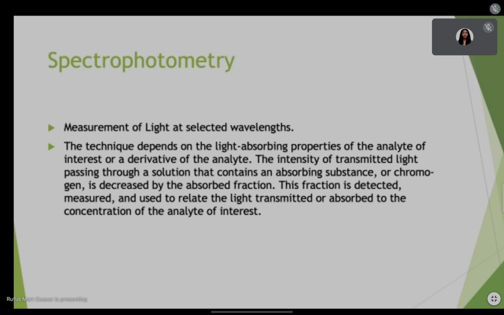So, next ay spectrophotometry. So, ito na yan. So, spectrophotometry is the measurement of light at selected wavelengths. The technique depends on the light-absorbing properties of the analyte of interest or a derivative of the analyte.